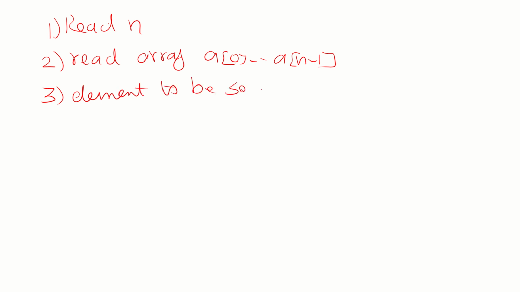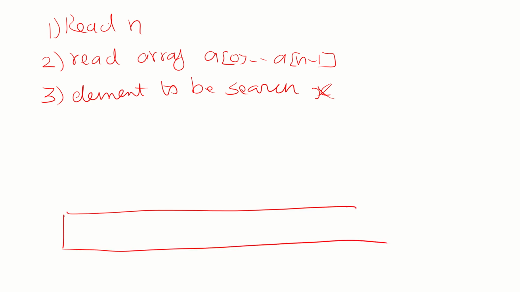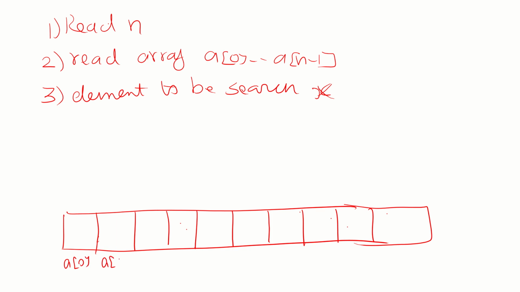Element to be searched, if I say x, I can just start searching an array. Consider this example. I am having an array. If I declare the size as 10, these are A of 0, A of 1, 2, 3, 4, 5, 6, 7, 8, 9. That is A of 9.